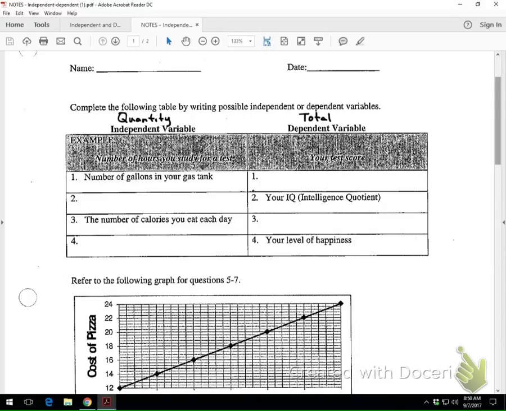Here's some other examples. Number of gallons in your gas tank. So what could go here? Distance that you travel. There you go. Total distance traveled with that gas.